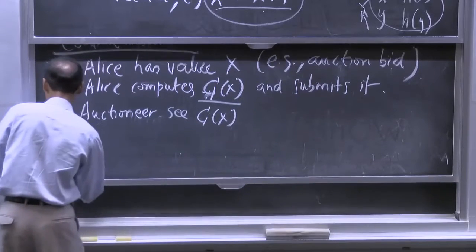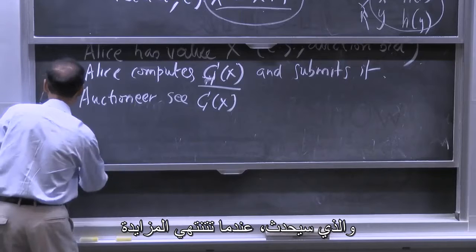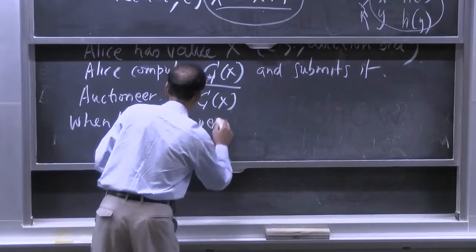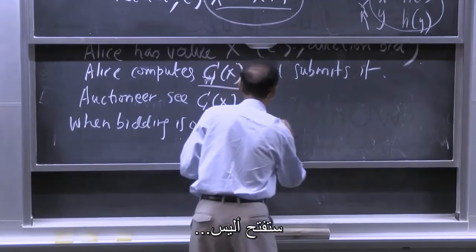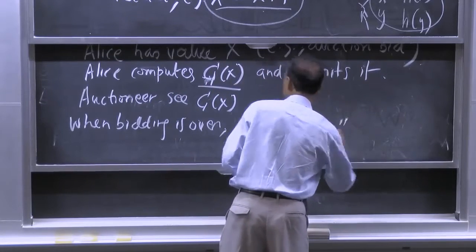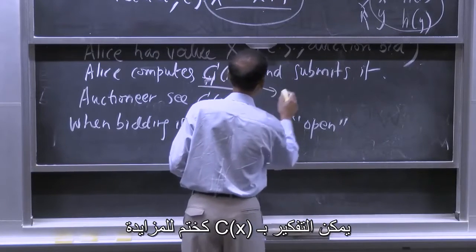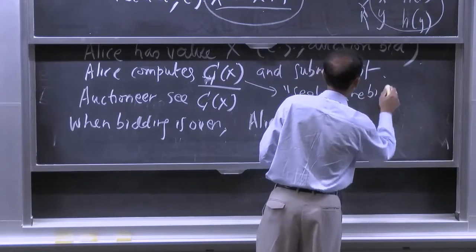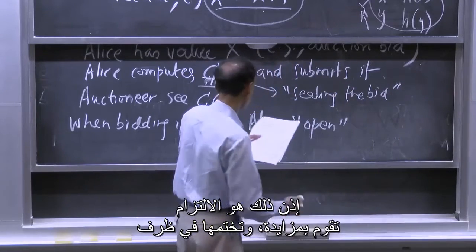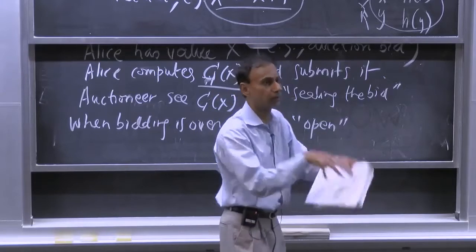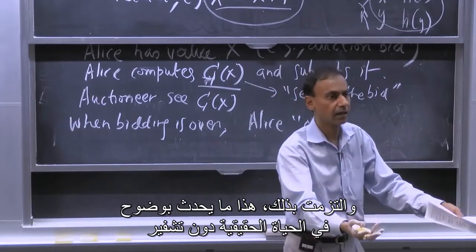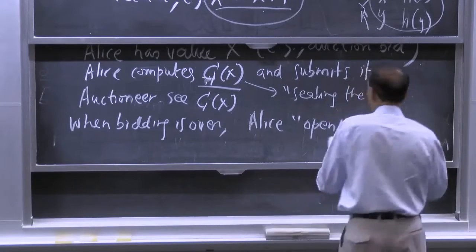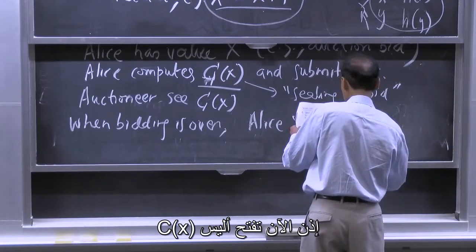And what's going to happen is, when bidding is over, Alice is going to open. So C of X can be thought of as sealing the bid. So that's the commitment. You're making a bid and you're sealing it in an envelope. You're committed to that. That's obviously what happens in real life without cryptography, but we want to do this with cryptography, with hash functions.